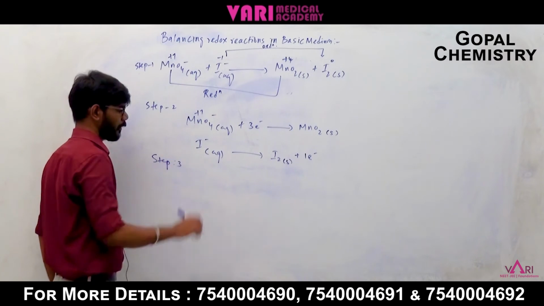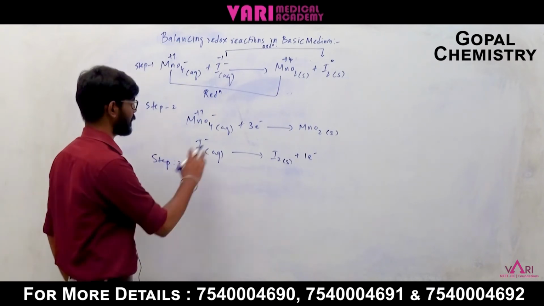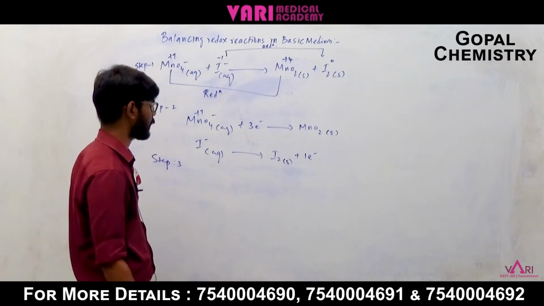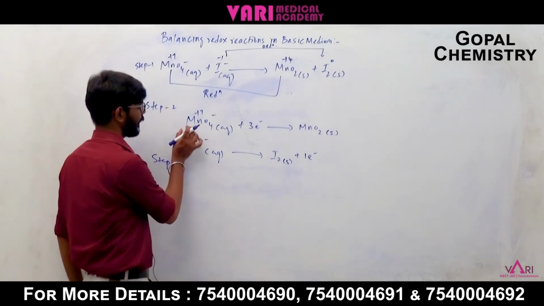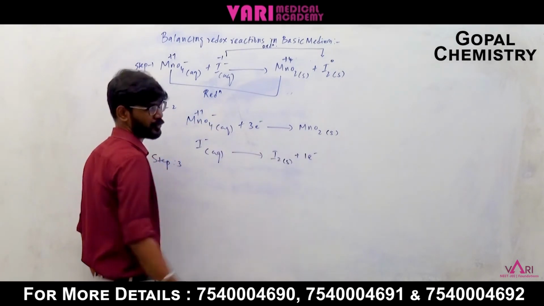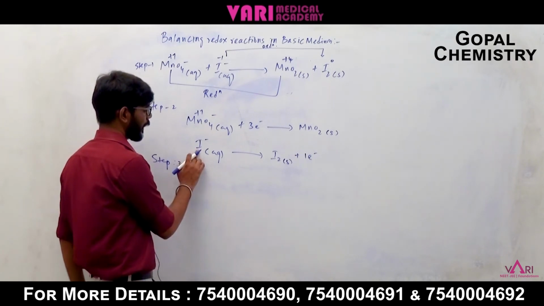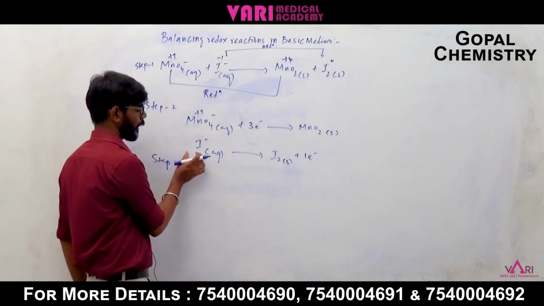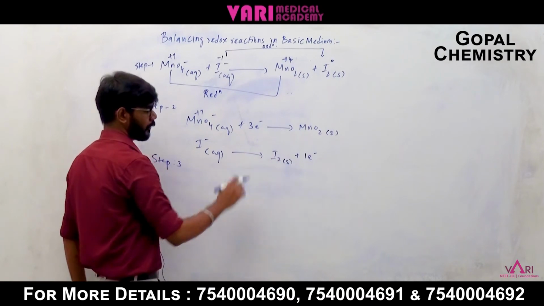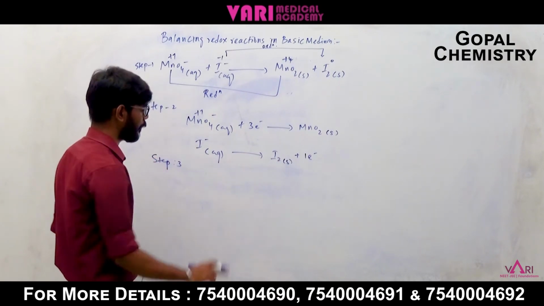Balancing atoms except oxygen. See here, one manganese, so there is no change. Here 1 iodine, here 2 iodine, right? 1 iodide anion, 2 iodine atoms. So we have to balance this one.